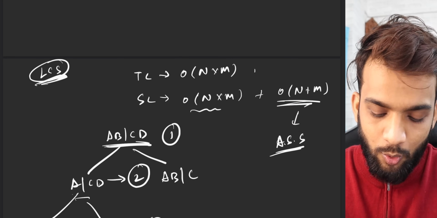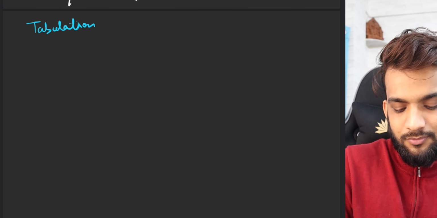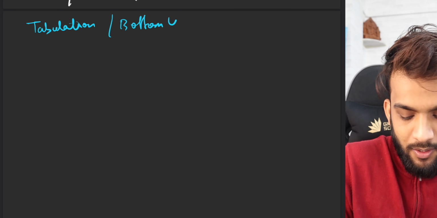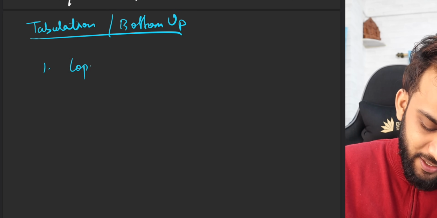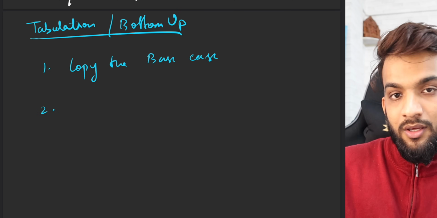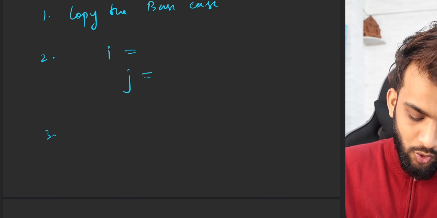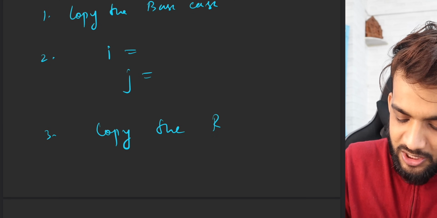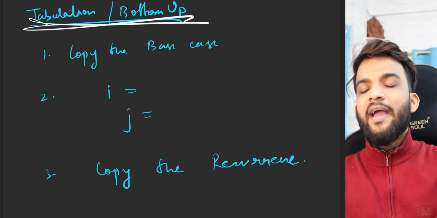But obviously, as always, I'm not a big fan of n plus m. So I'll have to omit this. In order to omit this, I have to write the tabulation, the iterative bottom-up approach, whatever you can call it. Okay, so bottom-up. Rules I've already told you. What are the rules? Copy the base case. Second, write down the changing parameters in the opposite fashion. Perfect. Third, copy the recurrence. If you can follow these methods, I can guarantee that you can write tabulation or bottom-up for any of the questions.